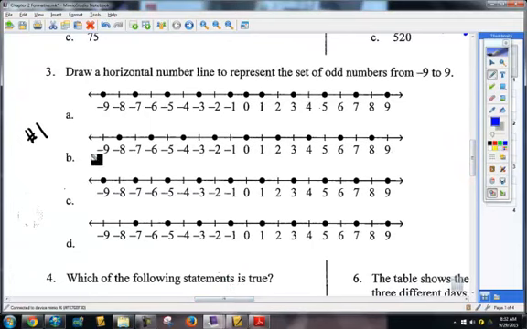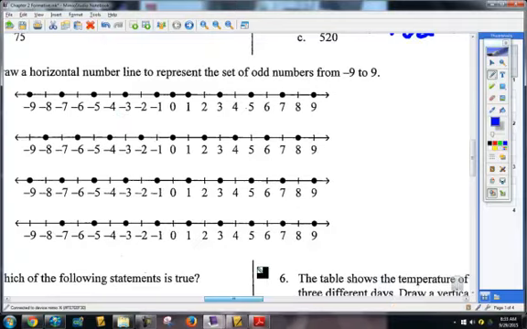All right, number 3. Now, number 3, draw a horizontal number line to represent the set of odd numbers from -9 to 9. Now, you didn't have to draw; you just had to choose the correct one. I had a lot of people coming up to me going, "Mr. Garrison, they're all the exact same." Well, no, they're not. Okay. Remember, I told you there's 2 ways to show a number line. Okay, the one way I showed you was, like for us, the way we would have done this.